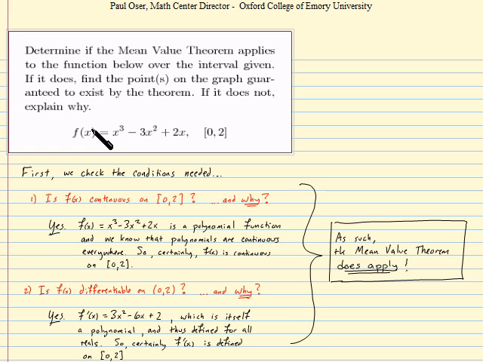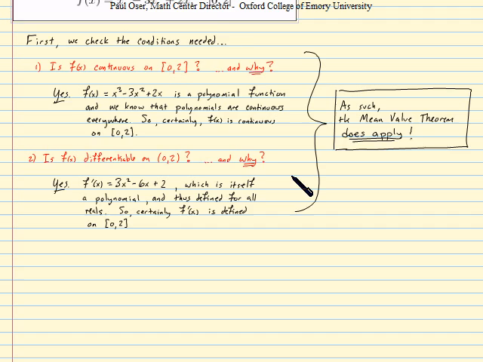Okay, so we have answered the first part of this problem. But we must do more. We need to find the points on the graph that are guaranteed to exist by the theorem. The mean value theorem guarantees the existence of some input c that will result in a point on the graph where the derivative at c matches that slope of the secant line we talked about earlier. Let's scroll things up a little bit so we have some room to work.